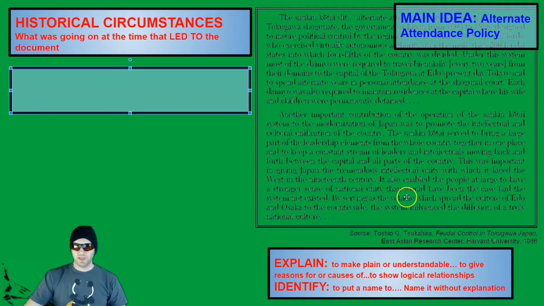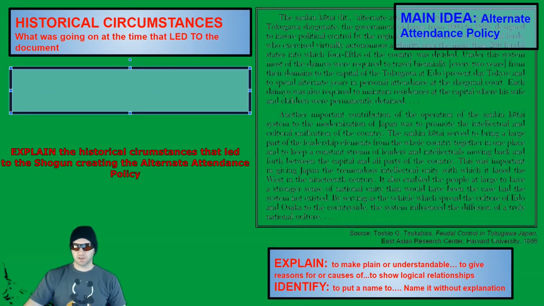Okay, so the main idea of this document is the alternate attendance policy. It's talking about the alternate attendance policy of the Tokugawa shogunate. So keep that in mind when we answer all of our questions. Okay, so explain the historical circumstances that led to the Tokugawa shogun instituting an alternate attendance policy.